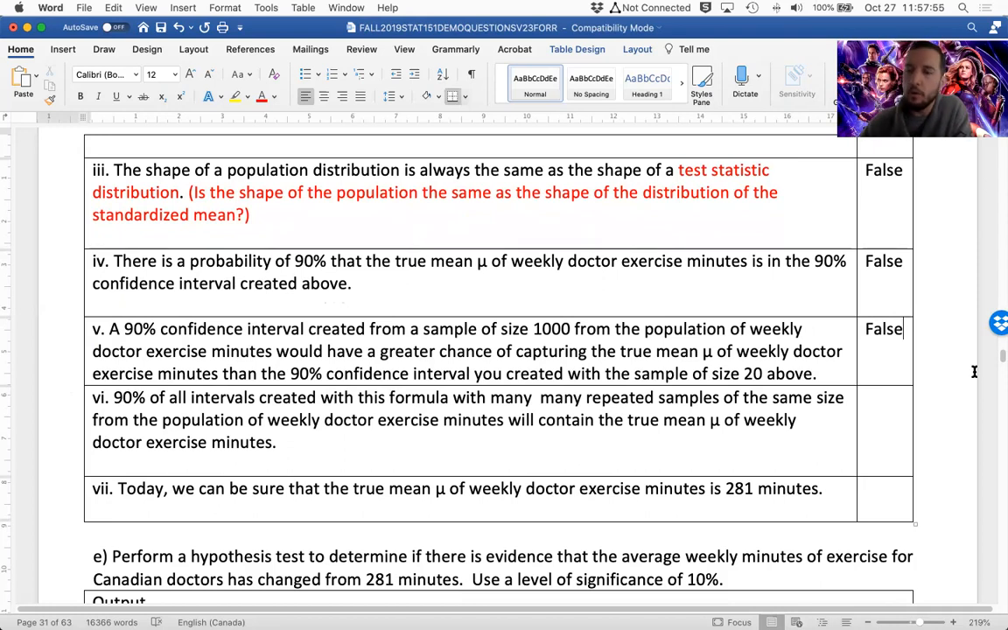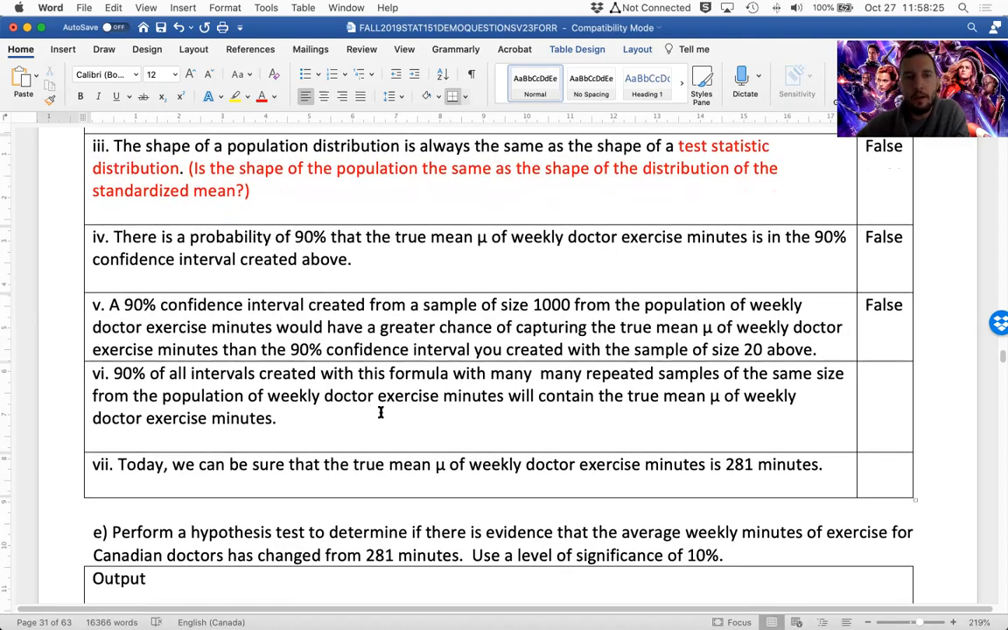So the only difference between confidence intervals at the same percent, so a 90% confidence interval with 1,000 people and a 90% confidence interval with 20, is that the 90% confidence interval for 1,000 observations is going to have a much smaller width. So the difference between the lower bound and the upper bound is going to be much smaller compared to the difference between the lower bound and the upper bound when the sample size is 20.